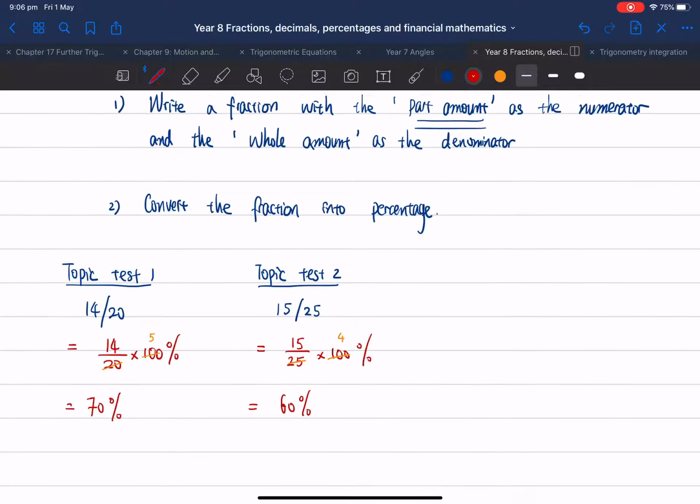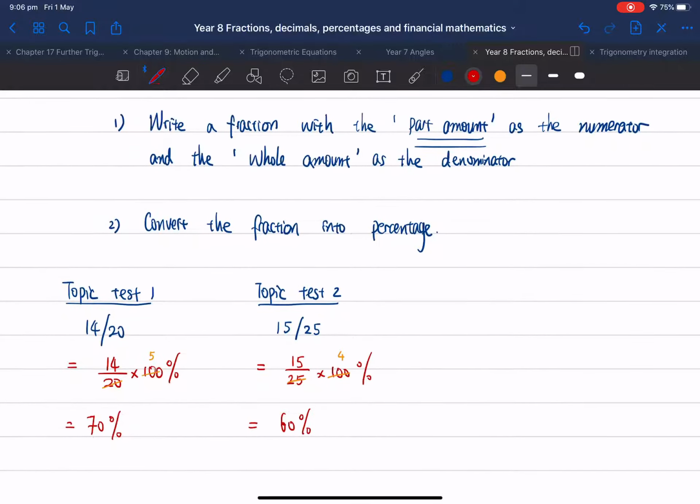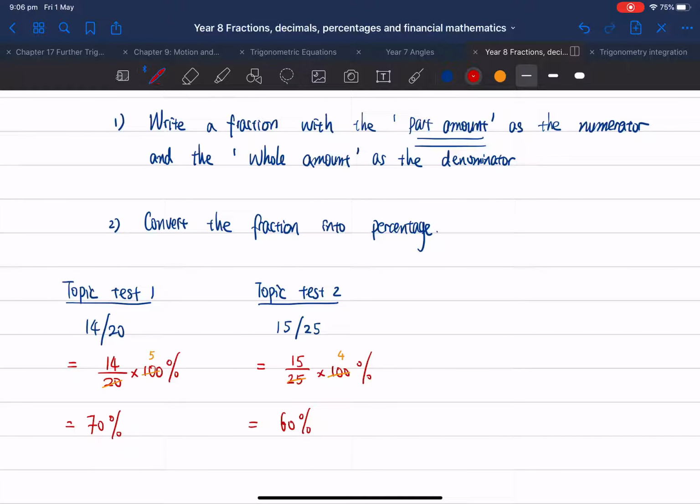All right, so that's the step, how to express one quantity as a percentage of another. It's a really easy calculation. All you need to do is be able to convert that into a fraction, and then once you know this is the fraction, then all you have to do is make that into a percentage. All right, I'd like to show you something that's slightly different this time, where you have to change the unit. Okay, so this is the first example.